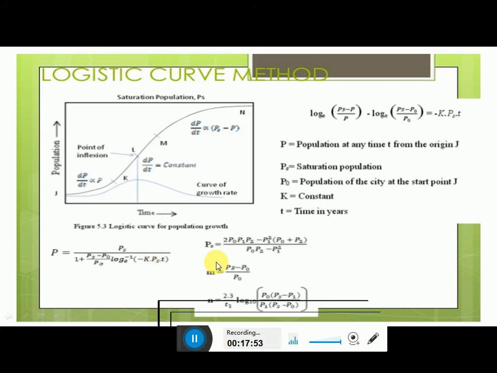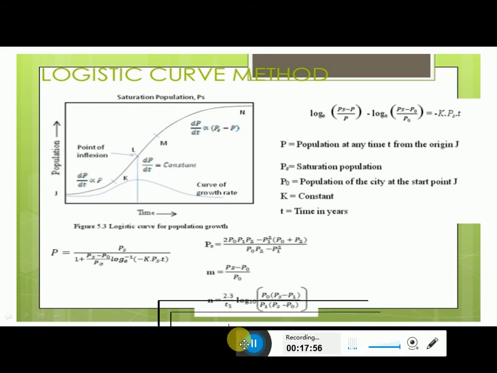Here Ps, Pm and n are given in this table. P0 means the population of the city at the start point. This is the starting point here. P is the population at any time t from the origin. So this is the origin. The population at any point on this curve is called P, K is the constant and t is the time in years. Using these different equations, we can predict the population using the logistic curve method.